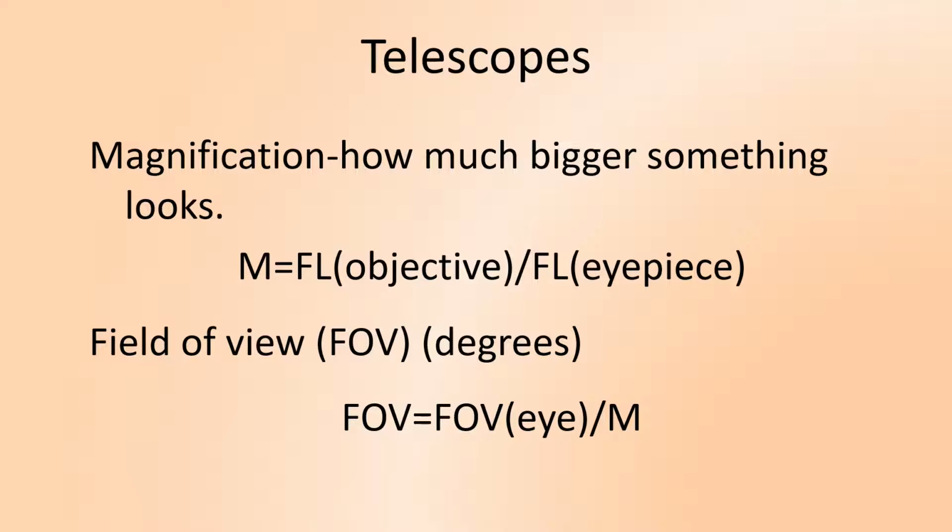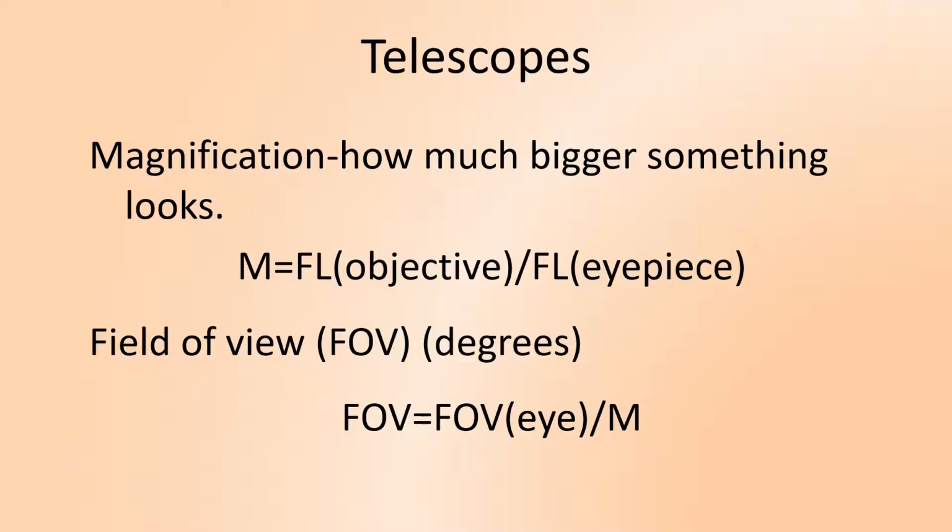Okay. Now, telescope magnification. How much do you magnify? How big does it look? It's real simple. If you take the focal length of the objective divided by the focal length of the eyepiece, that's your magnification. So if your telescope has a 50-inch focal length and you have a 1-inch eyepiece, you're going to have a magnification of 50. A 50-inch focal length with a half-inch eyepiece gives you a magnification of 100.